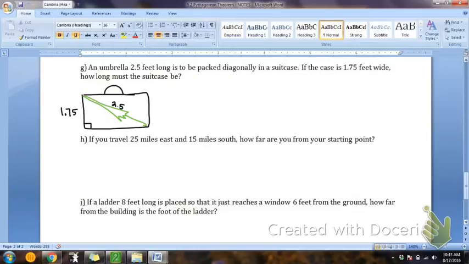We have a right angle here. And can you guys see the right triangle that we've created here? Okay. How long must the suitcase be? So I'm trying to find out this down here on the bottom.